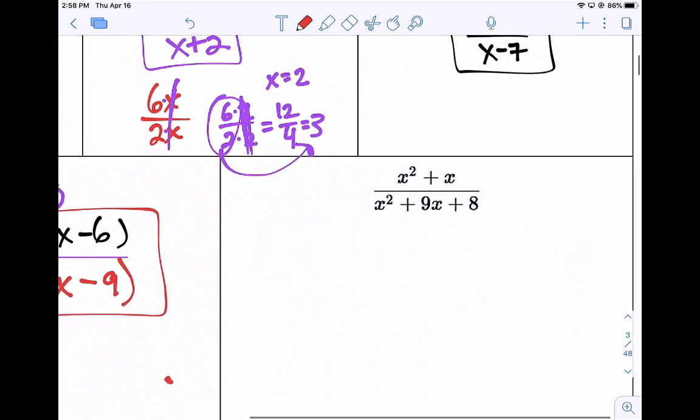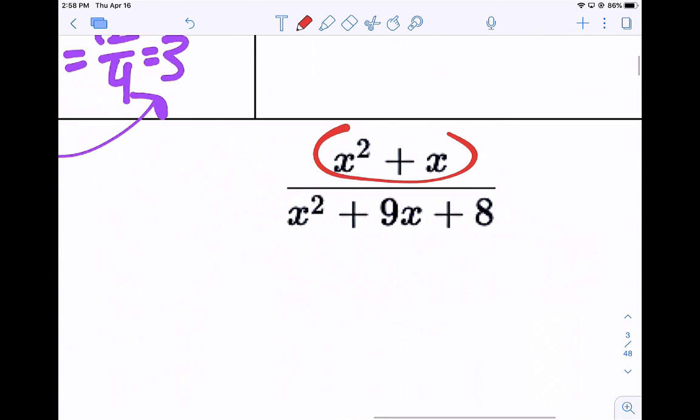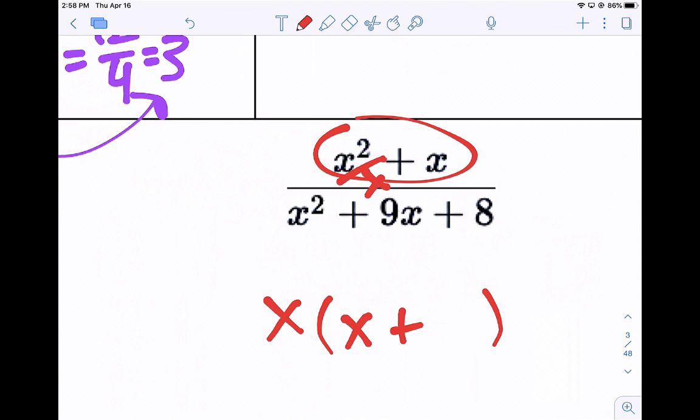Okay, and our last one, the top, we have a binomial divided by a trinomial. So the top, we want to think, all right, what's the greatest common factor of x squared and x? And we can divide each of those by an x. So x squared divided by x, there's an x left. x divided by an x is a 1. So there's the top, we pull out the x.